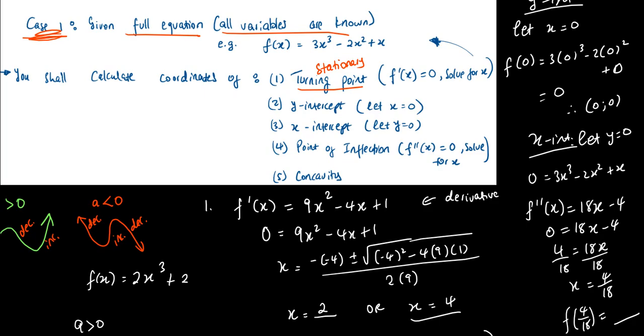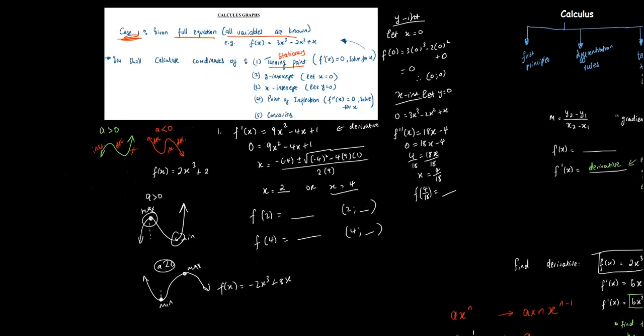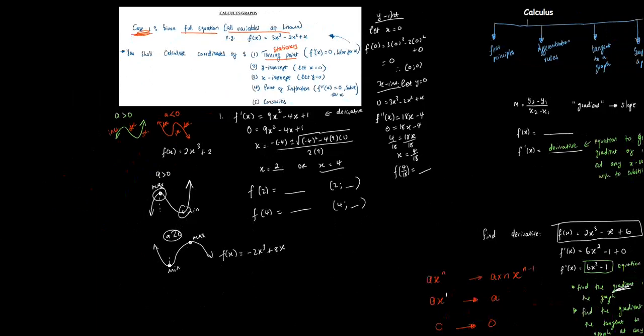Okay, but let's deal with the second case, guys, whereby you have some unknowns. Now this one is gonna be quite a lot. So we just need to understand here, and then we'll be fine. I hope you know how to find turning points of a cubic function, y-intercept, x-intercept, point of inflection, and determining the concavity also.